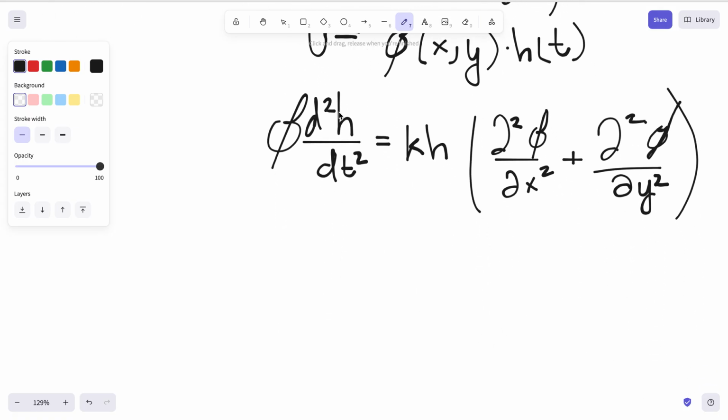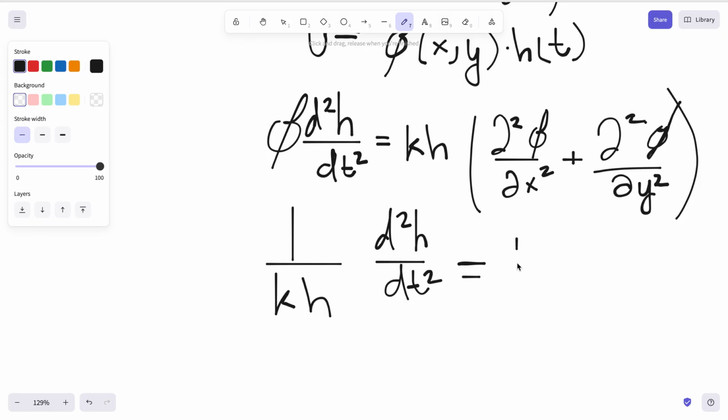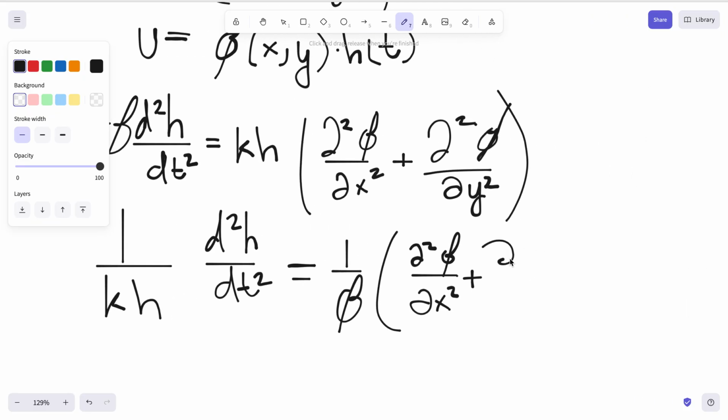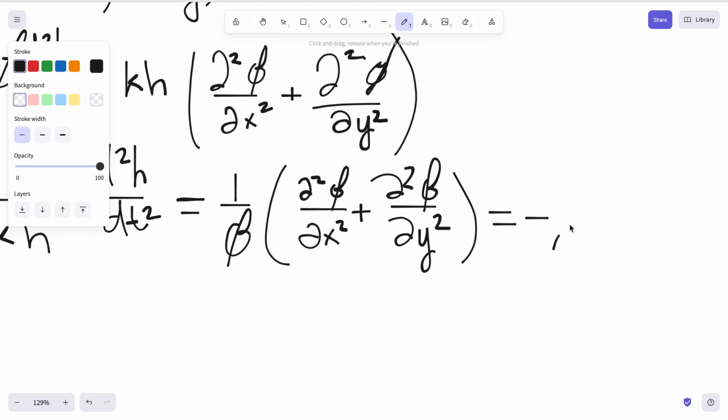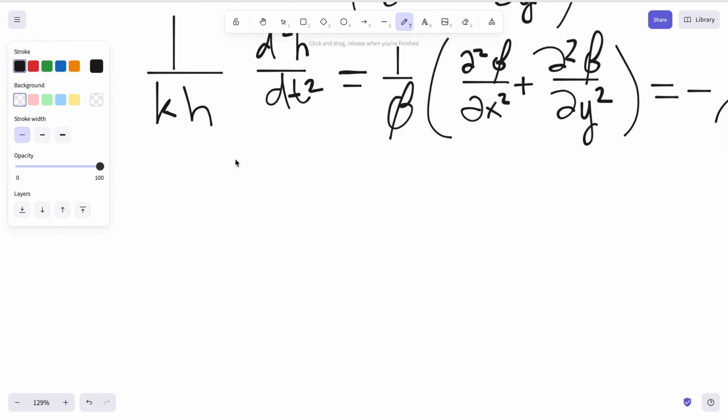Now, if we do separation of variables like we've done, we get 1 over k h times d squared h over dt squared is equal to 1 over phi times partial squared phi over partial x squared plus partial squared phi over partial y squared. And this is equal to some arbitrary constant lambda. Now we have one of what will be a system of 3 differential equations, so we have one of the ordinary differential equations down.